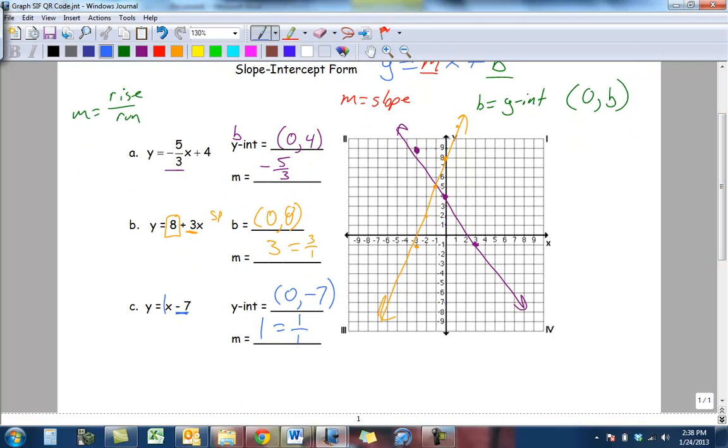So plot our b, (0, negative 7), with a positive slope, which means I'm going to go up 1, right 1. Make sure your line is going positive. Up 1, right 1. Or if I go down 1, left 1, down 1, left 1. And this third line would look something like that. And that is how you graph slope-intercept form.